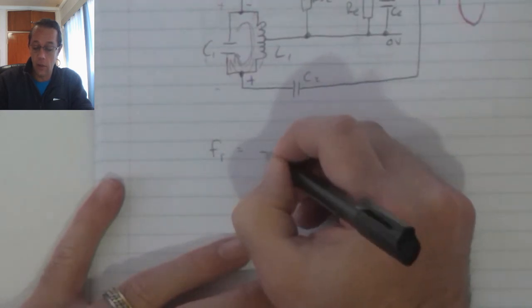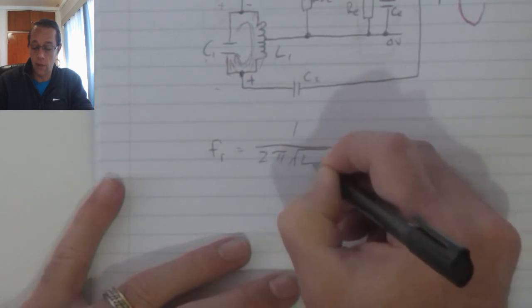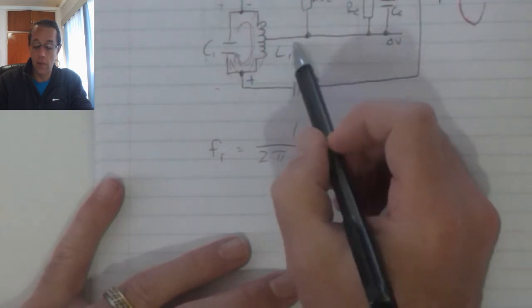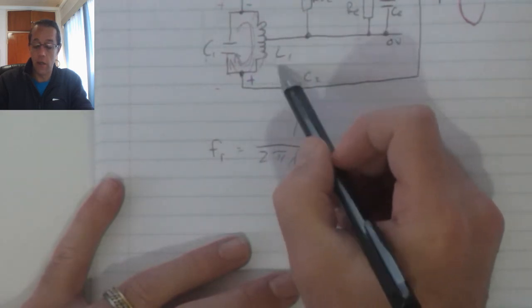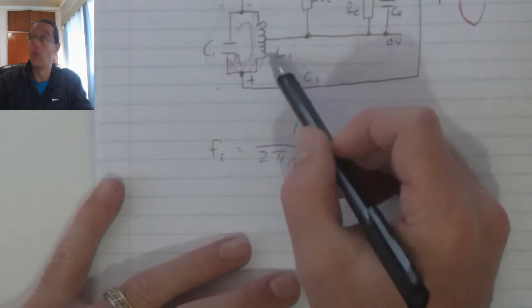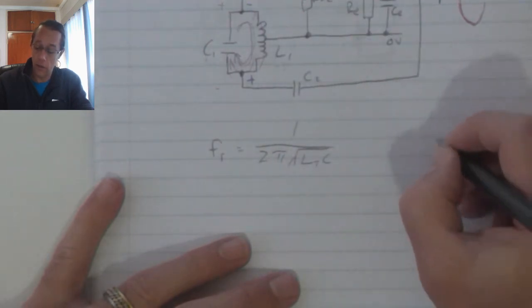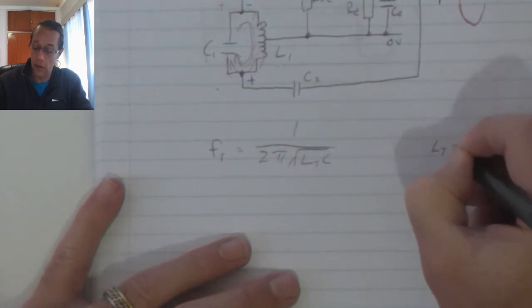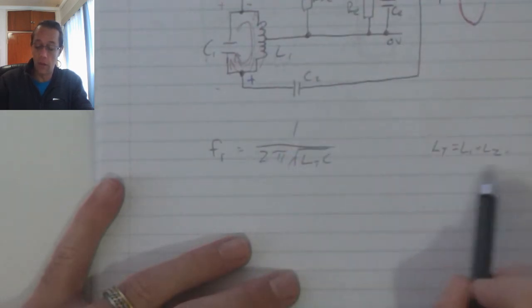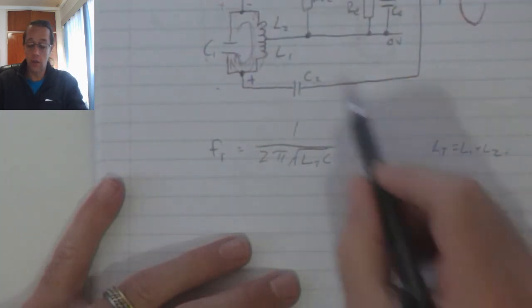is the resonant frequency, 1 over 2 times pi times the square root of the total inductor value multiplied by the capacitor. Sometimes L1 is given as L1 and L2, representing the two halves of that inductor. As a result, we just say L total equals L1 plus L2. We only use this formula if L1 is divided into L1 and L2.